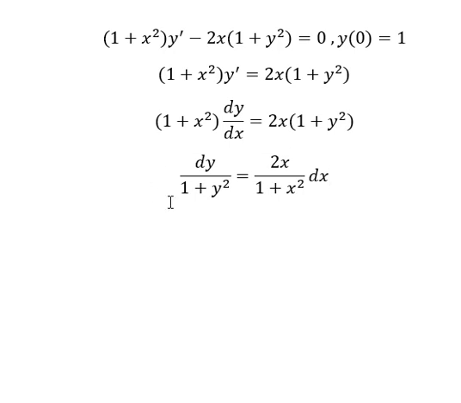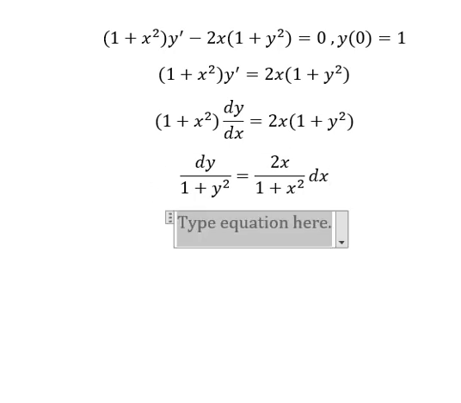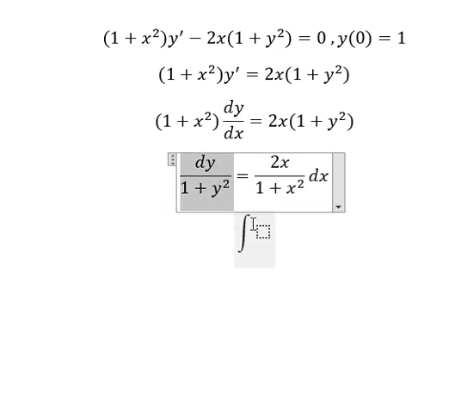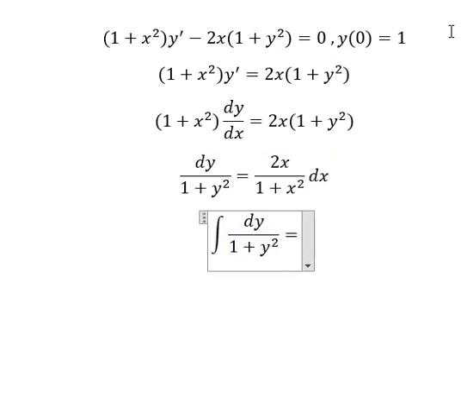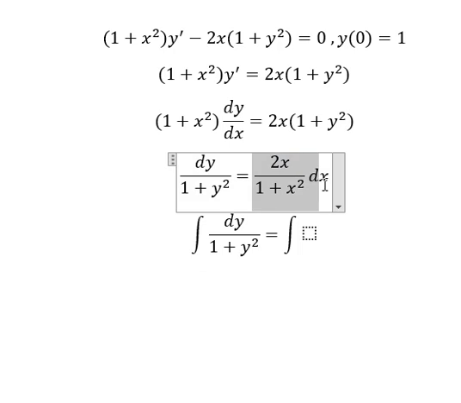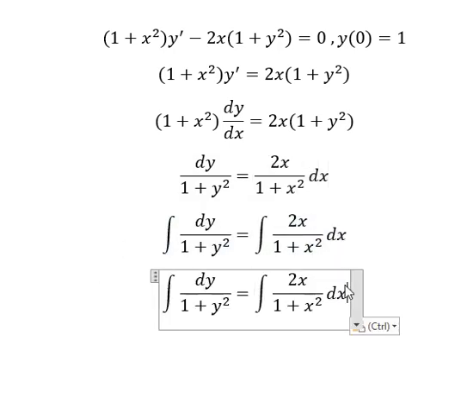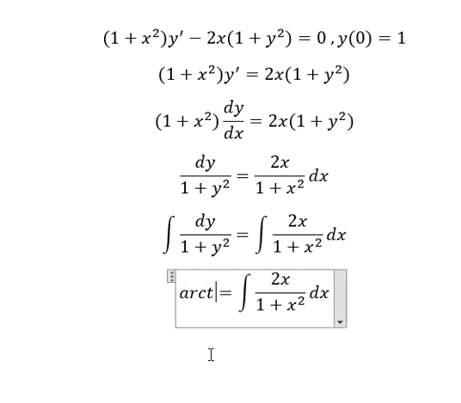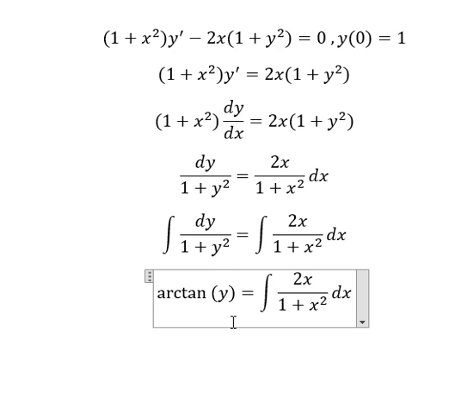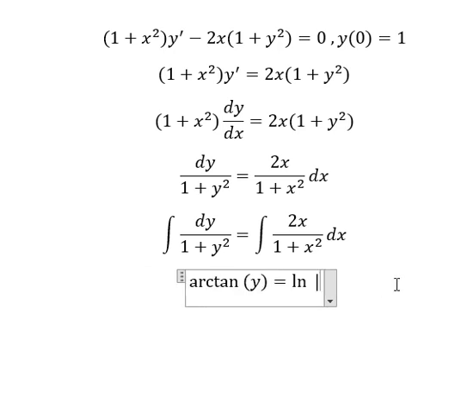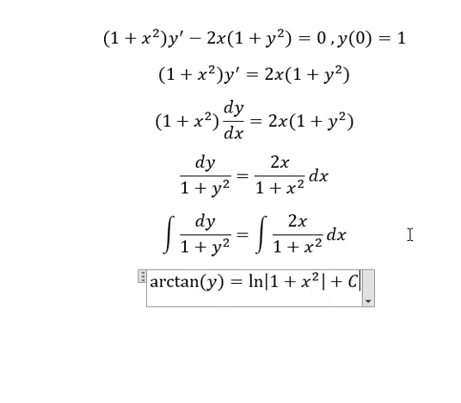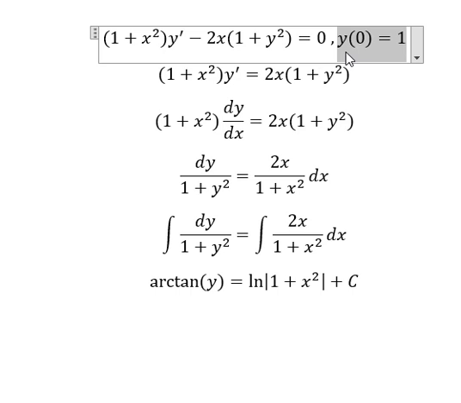Now we put the integration for both sides. So the integration of this one, we have arctan of y. The integration of this one, we have Ln of the absolute value of 1 plus x squared, and I will put plus c. Now we have the conditions.